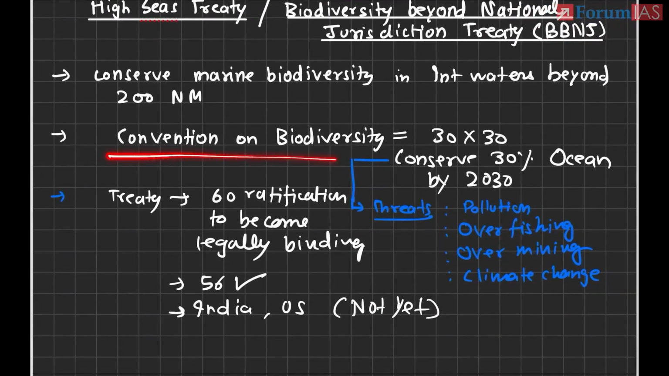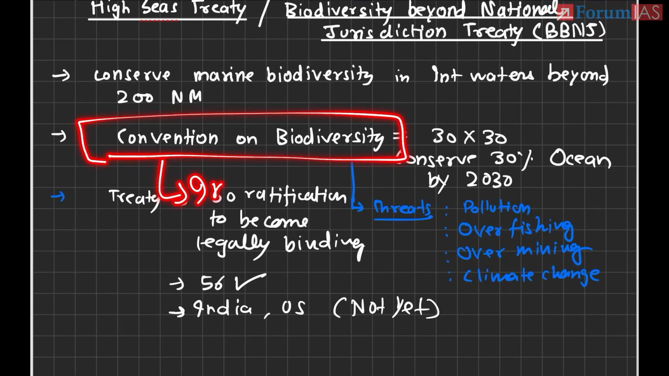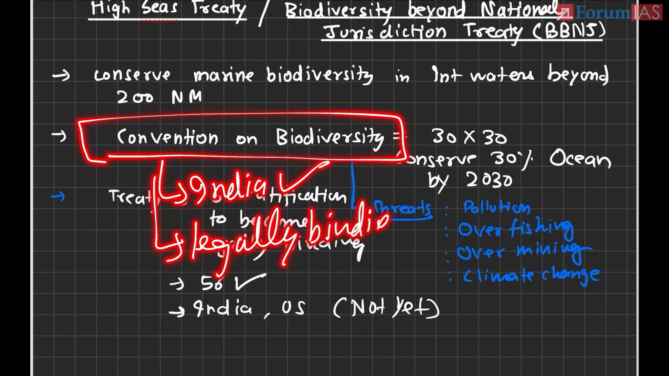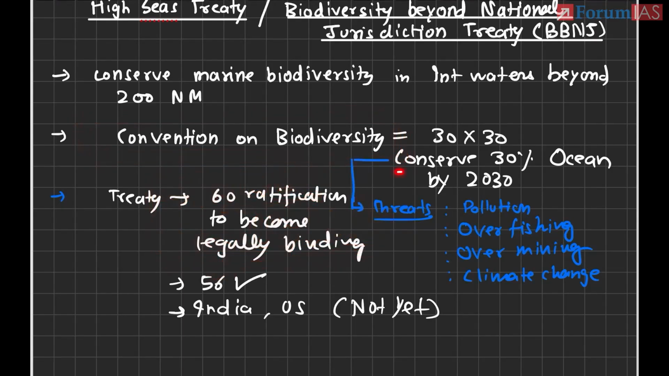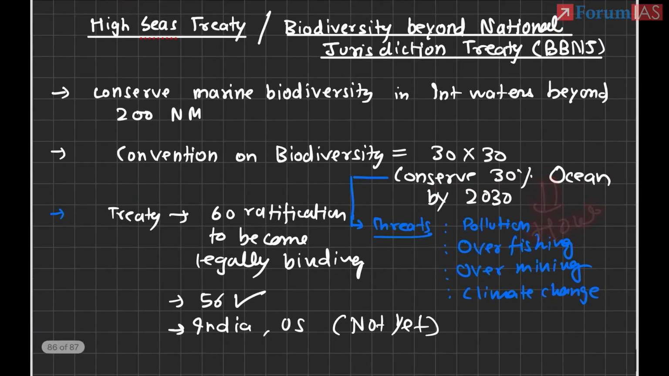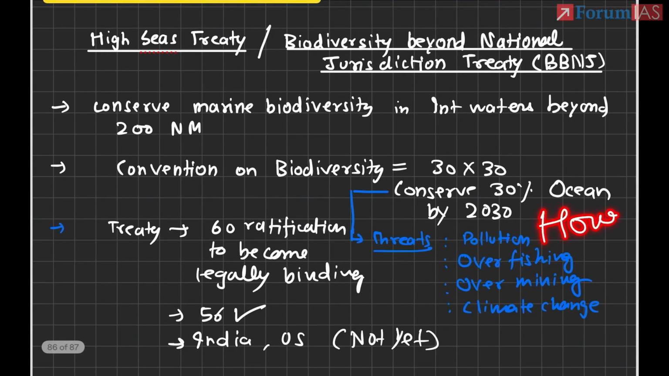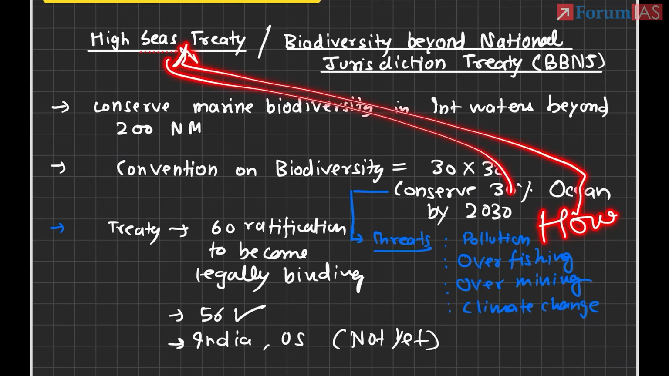There is one Convention on Biodiversity. India is a member of this. It is also legally binding. So according to the Convention on Biodiversity, it has a target of conserving 30% of the ocean by 2030. How to do it? How to conserve? Now, the answer of this how is here. This treaty is about conserving 30% of the ocean by 2030.